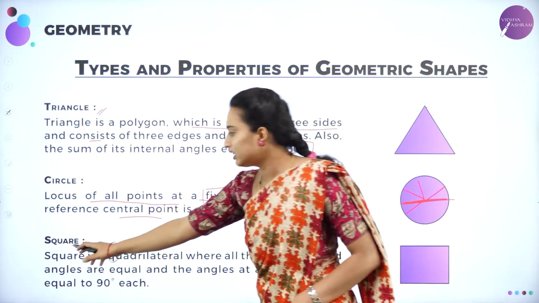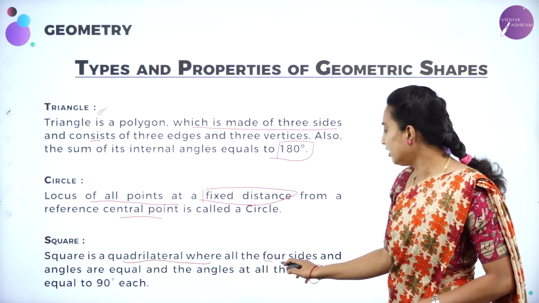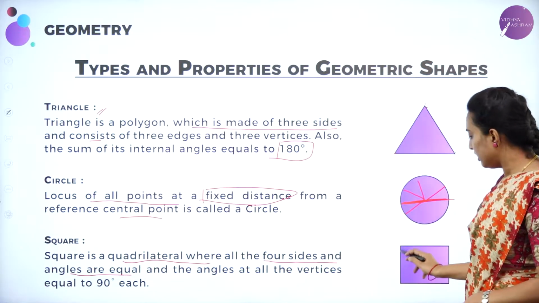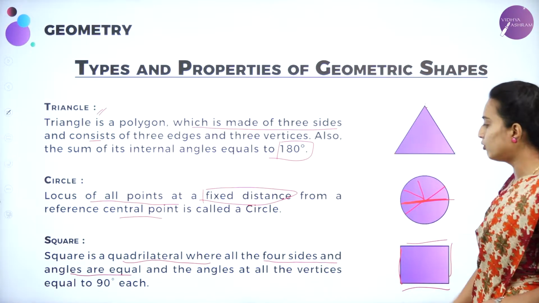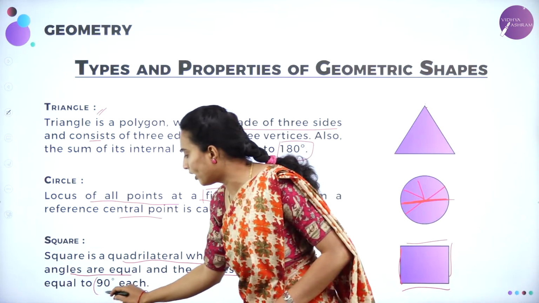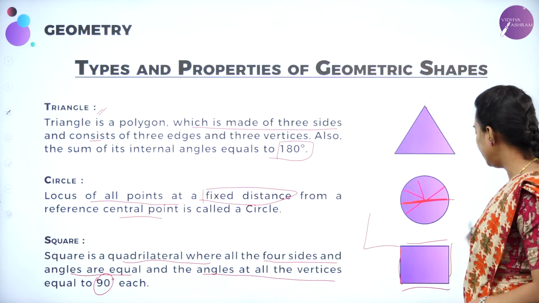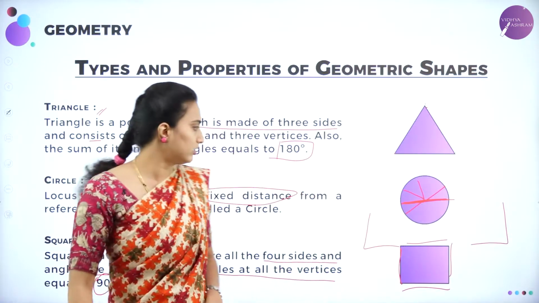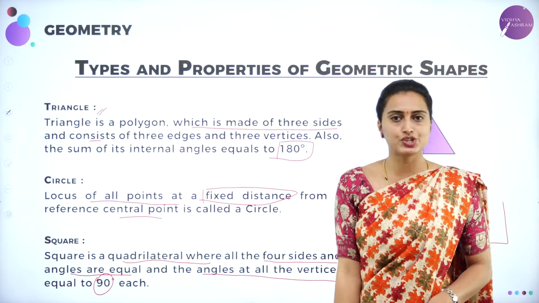Next, we'll be moving on to the square. A square is a quadrilateral where all 4 sides and all the angles are equal. See, you can observe this side is equal to this side and this side. All 4 sides are equal, and the angles at all the vertices are equal to what? 90 degrees. That means this one is 90 degrees, and this is 90 degrees, correct? The angles at the vertices are each equal to 90 degrees.